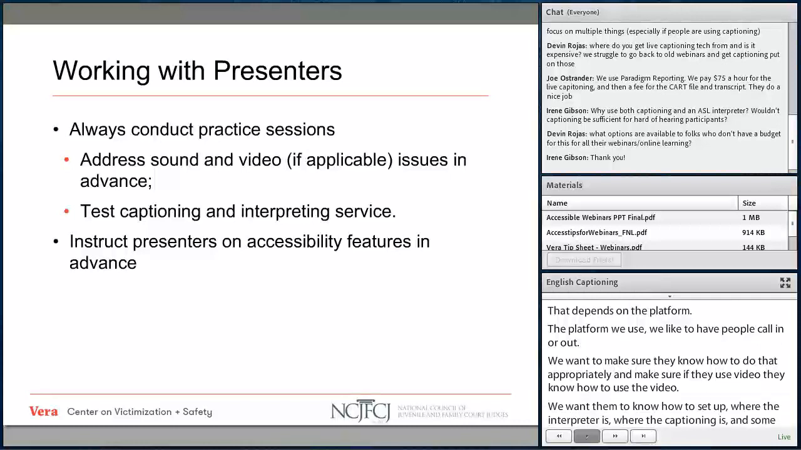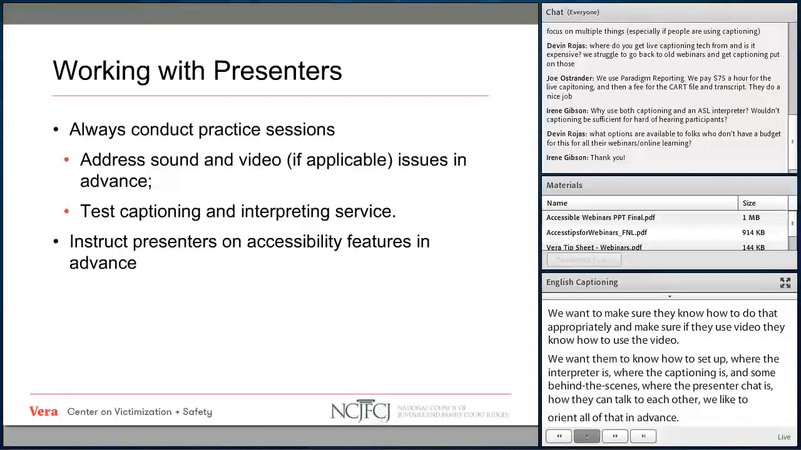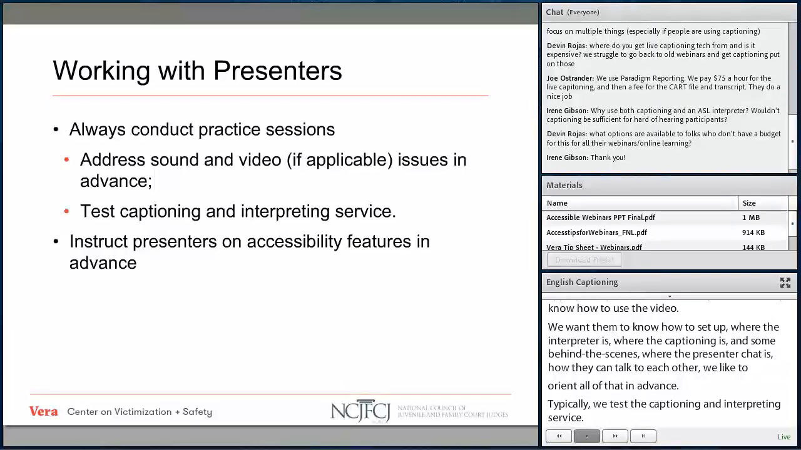We don't do this before every webinar because we host so many webinars, but we do periodically make sure that our interpreting and captioning services are working appropriately, that there's no issues with the system or with the agencies that we use. So that's just kind of periodic, almost maintenance on our captioning and interpreting services.